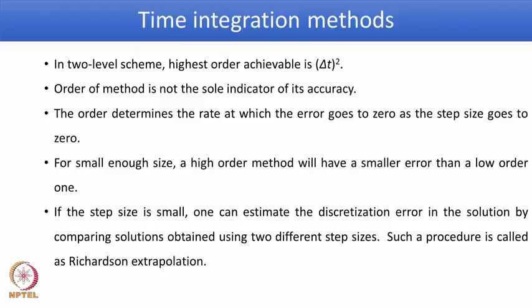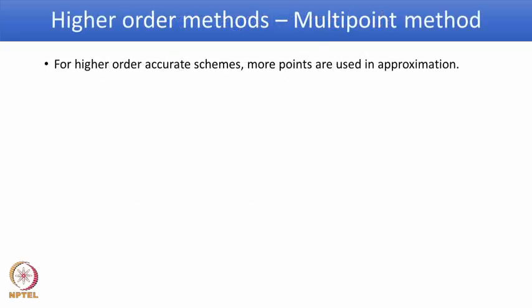If the step size is small, then one can estimate the discretization error in the solution by comparing solutions obtained with 2 different step sizes. So, it is possible to get an idea of the error at the new delta t, and that procedure is known as the Richardson extrapolation procedure. So, we have seen you have a 2 level method. For a 2 level method, the highest possible accuracy is second order.